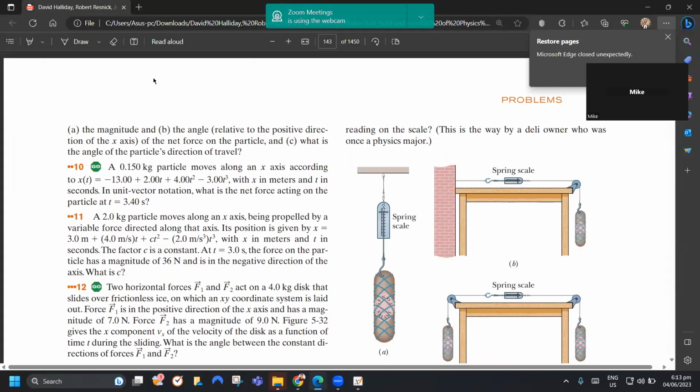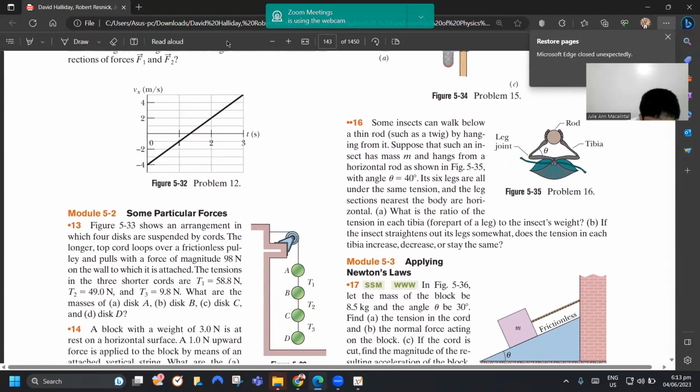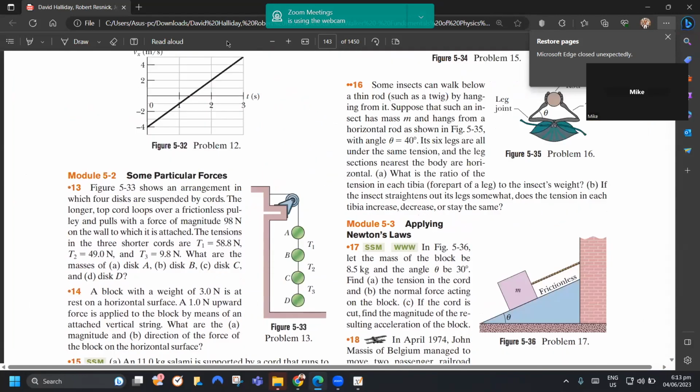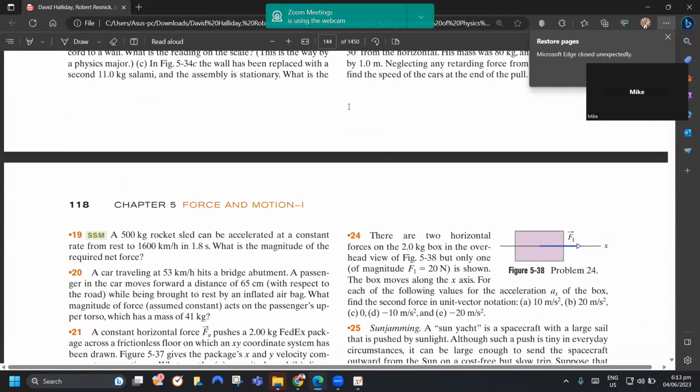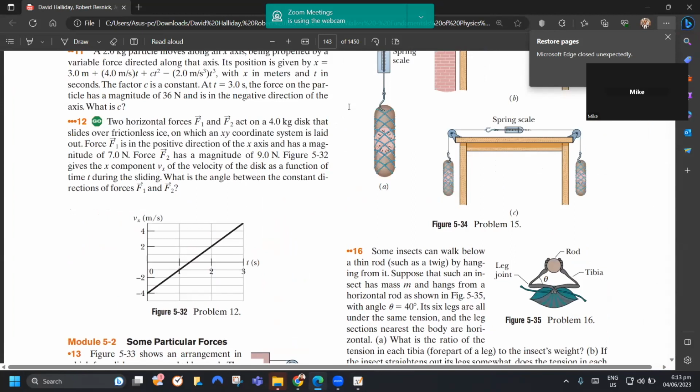Sige. Nabasa mo na ba yung next module, yung some particular forces? Hindi pa po, kakasimula pa lang. Sige. I-work out natin yung importanteng parts ng some forces, kasi kailangan natin yan.